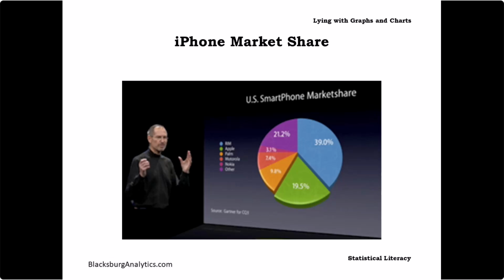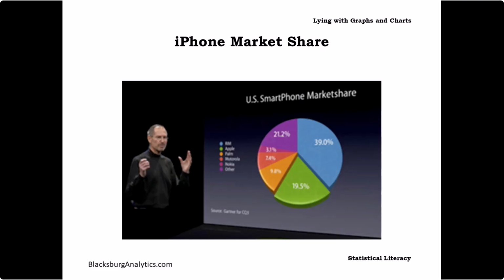The iPhone slice is clearly smaller than the blue slice at 39%, but the color difference makes the larger slice fade into the background. Also, the 21.2% category in the upper left is larger than the iPhone's 19.5%, but it sure doesn't look like it.